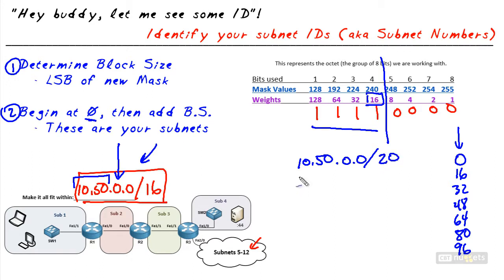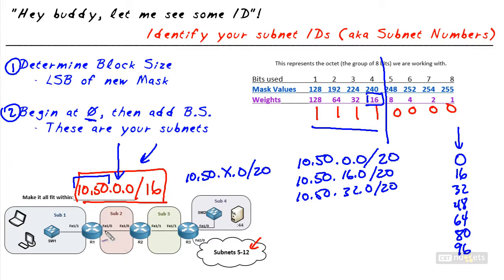The next subnet is going to be 10.50.16.0/20. And the next one is 10.50.32.0/20. And it's just going to continue all the way down. So in a topology diagram like this, we might just say in the documentation that this is the 10.50.x.0/20 network.